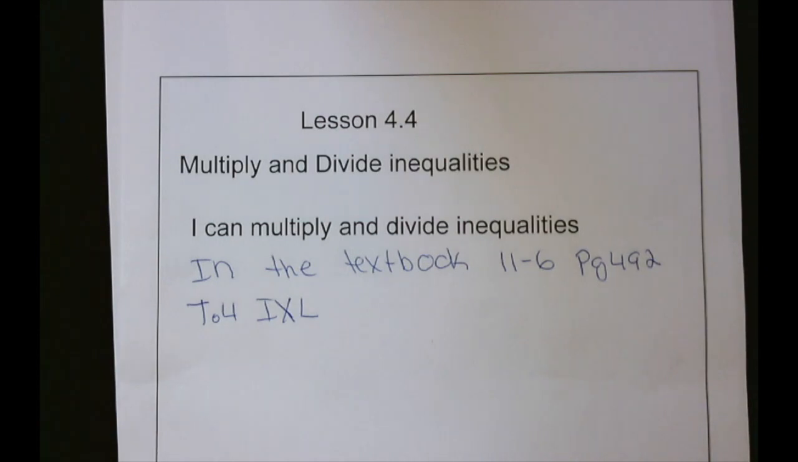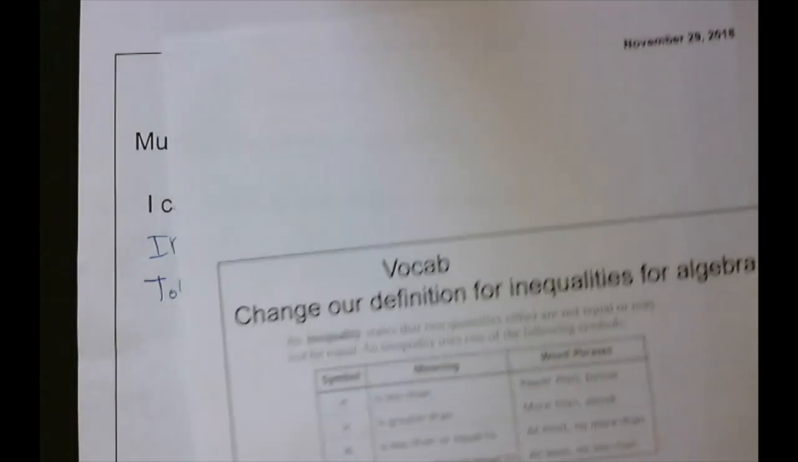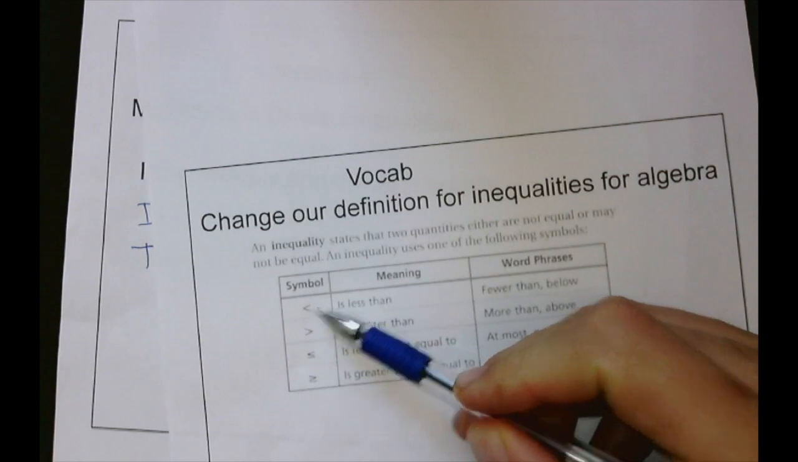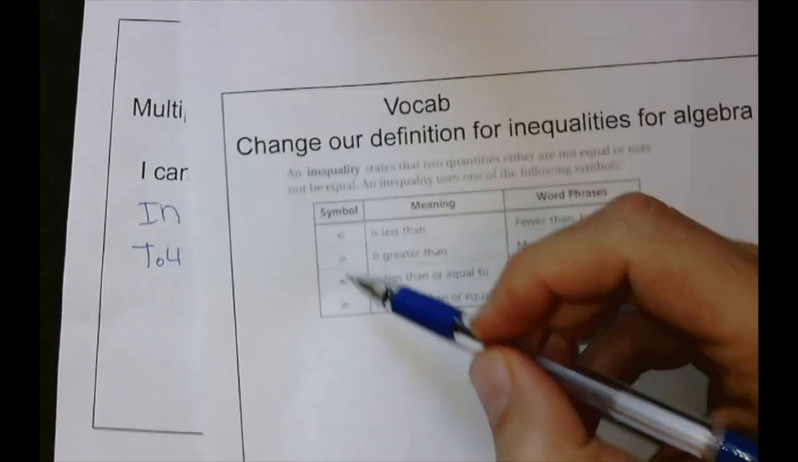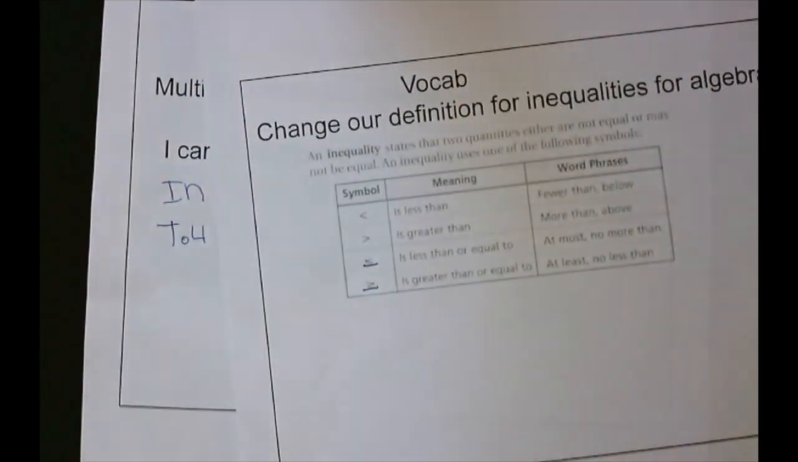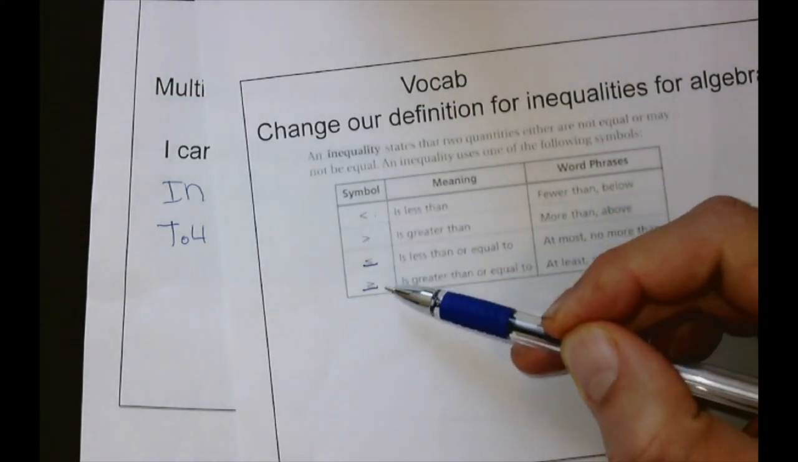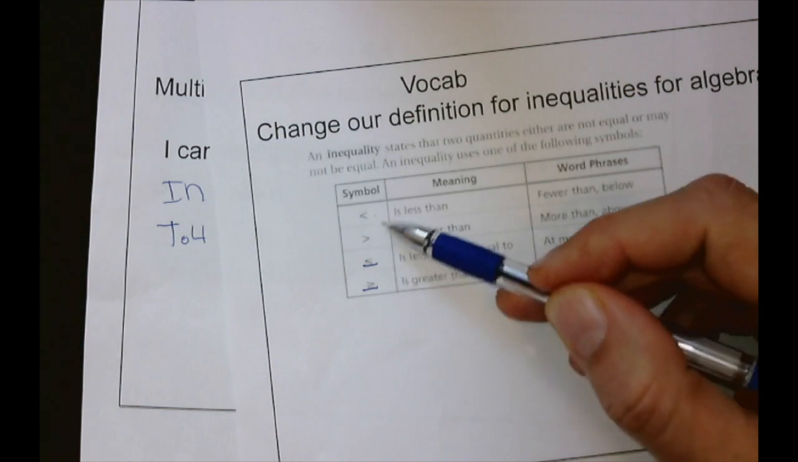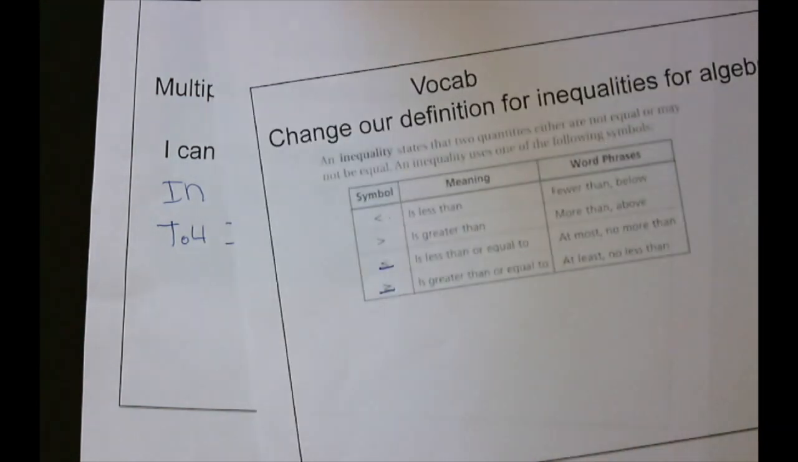Let's continue with our lesson. Our learning goal was I can multiply and divide inequalities. Let's review some vocabulary. This means less than. This means greater than. This means less than or equal to. And this means greater than or equal to. Can you think about what makes this a greater than sign and this a greater than or equal to sign? Well, it's the line underneath. So remember that when we're solving these inequalities today.